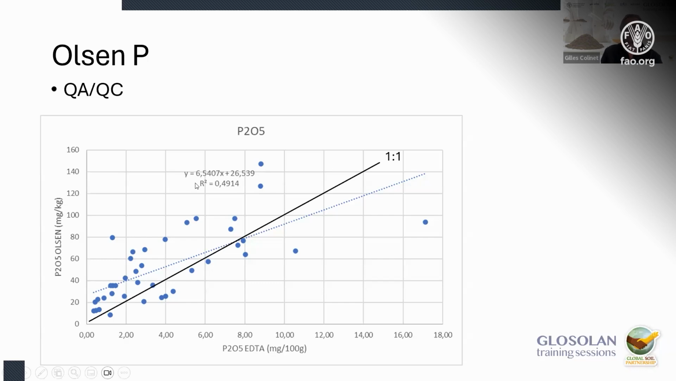The R square is significant, but is a bit less. And regarding the differences, we see that the Olsen is mobilizing more than EDTA at small values, and is maybe mobilizing less at high values. But as we only have 1 point and 2 points here, we should take care with this kind of interpretation. But it means that correlations are a bit less good, mostly probably because of the composition of the extraction solution here.